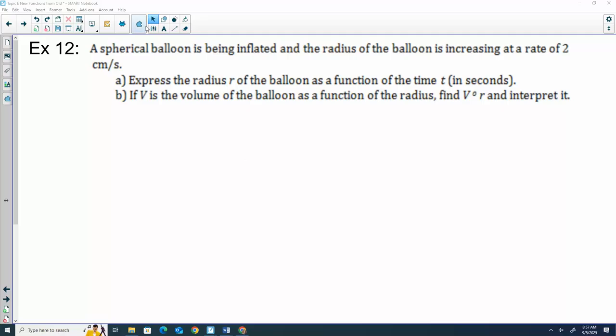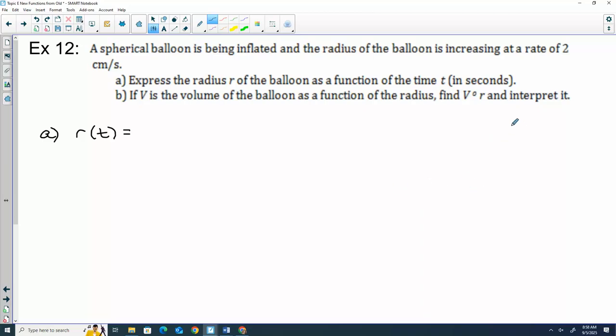So if I looked at this problem, we have a spherical balloon being inflated and the radius of the balloon is increasing at a rate of 2 centimeters per second. Okay, so it's not a constant thing. I don't have a balloon that's already filled. I am filling the balloon. So express the radius as a function of time. I'm asking you to write a function, r as a function of t. So t is the variable here. I need a formula for how I can find my radius.